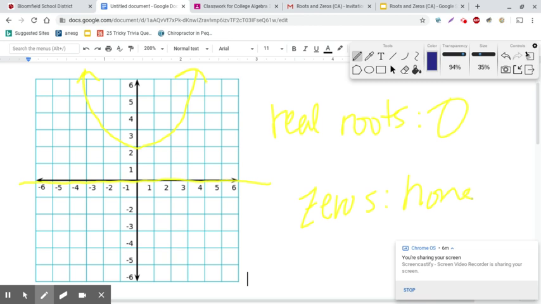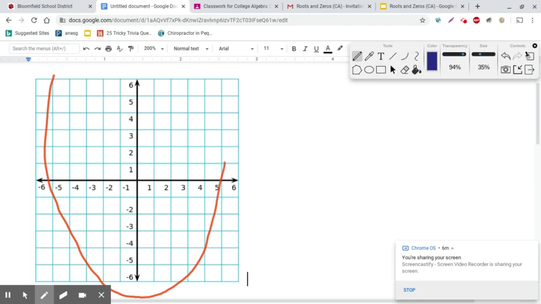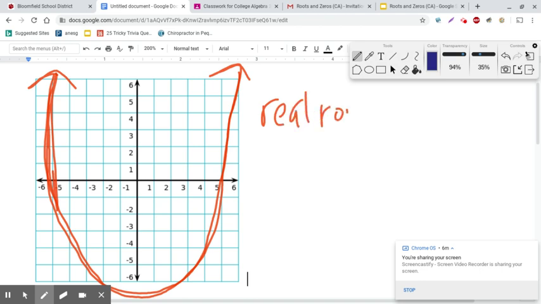All right, one more example, just because I can't see you in class, so why not? All right, so let's go. That does not look as good as I wanted it to. I apologize. My graphs are just what they are. All right. So we're going to do real roots and then our zeros.